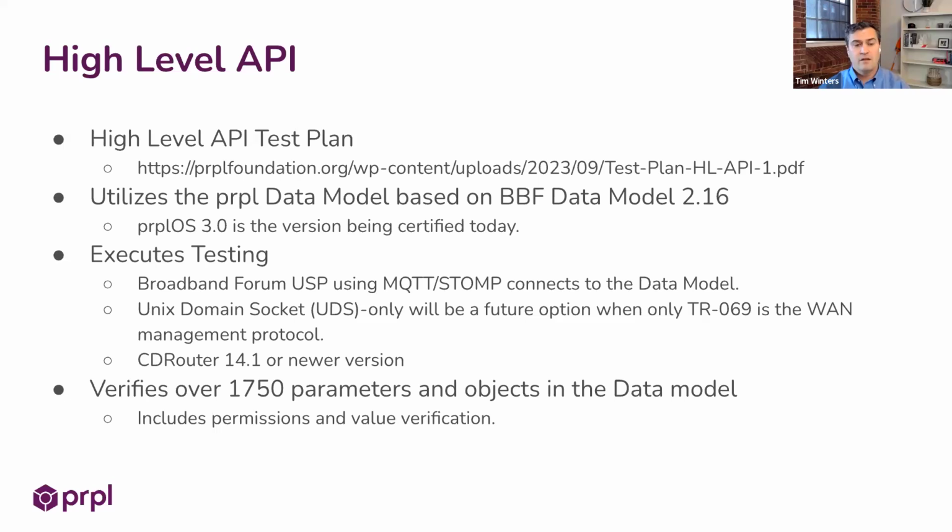But that's really what the high-level API is in a nutshell: we do this USP, we check all these data models, we make sure that we can verify them, that they work. And this is so that an application that's running on a gateway would be able to use them and know that those parameters work, or underneath something trying to make sure that, hey, what are my Wi-Fi settings, that all those values work from top to bottom. So that's what's really cool about the high-level API.